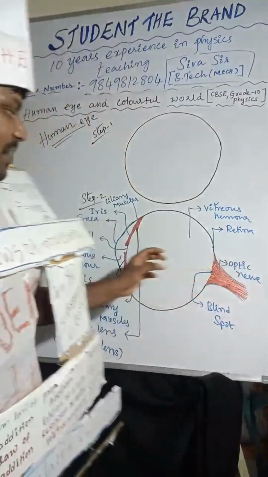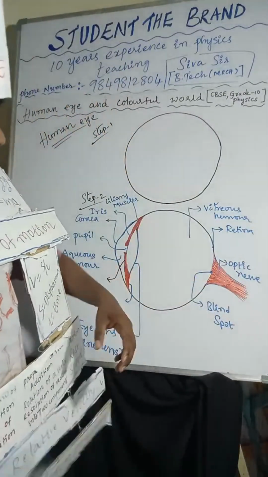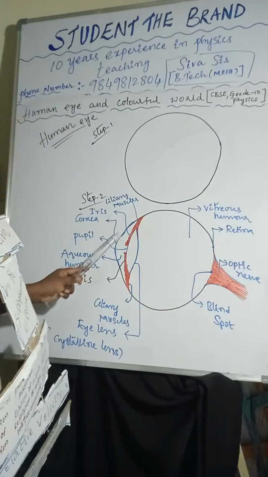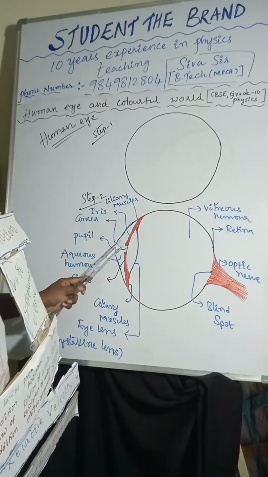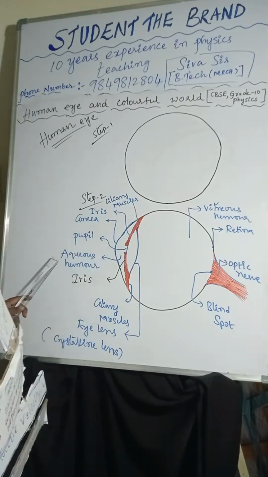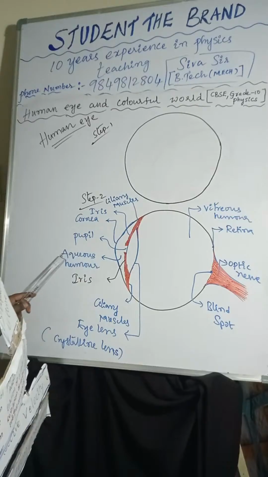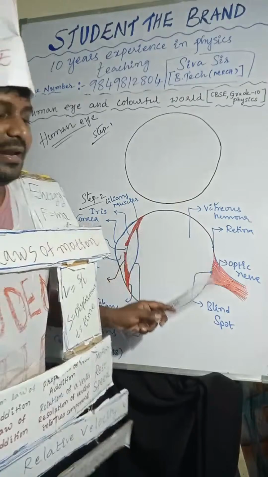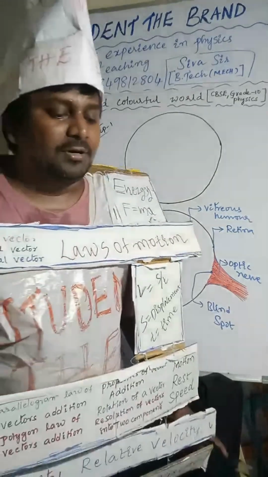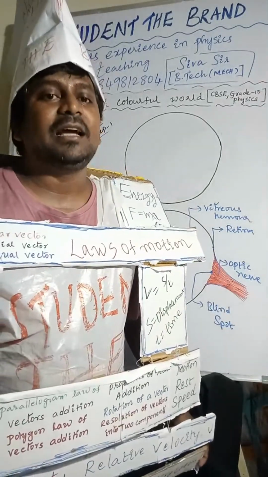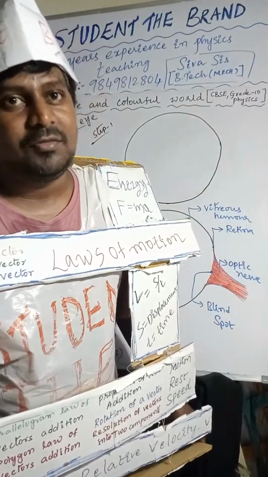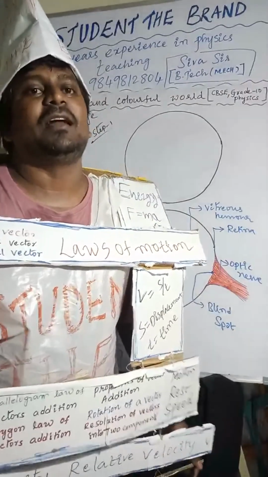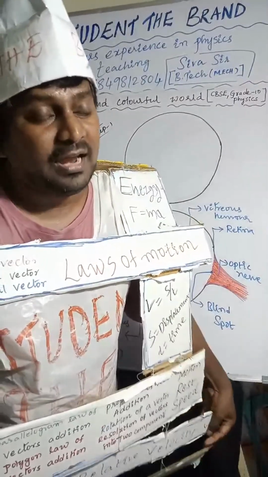So here, one more liquid is there. It is a jelly type liquid material present between the cornea and the eye lens. That is aqueous humor. Aqueous humor is a jelly type liquid present between the cornea and the eye lens.